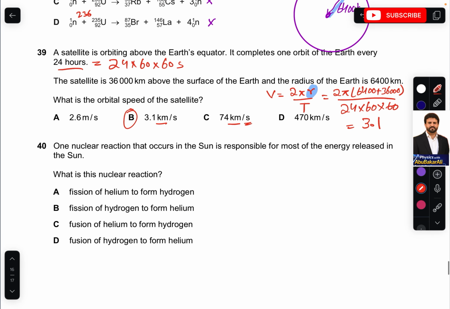Last question. One nuclear reaction that occurs in the sun is responsible for most of the energy released in the sun. What is the nuclear reaction? It's not fission, it is fusion. But which one is true? Fusion of helium to form hydrogen? No. Basically, in fusion, the lighter element changes into the heavier, not the heavier into lighter. So hydrogen is the lighter element that will change into helium. So it's option D. Okay.